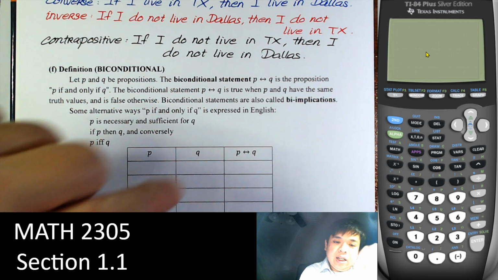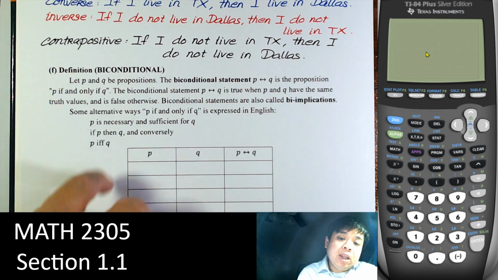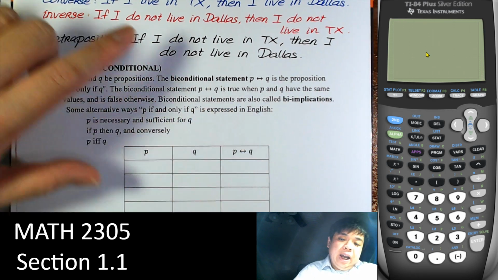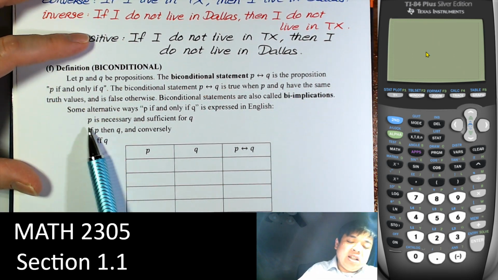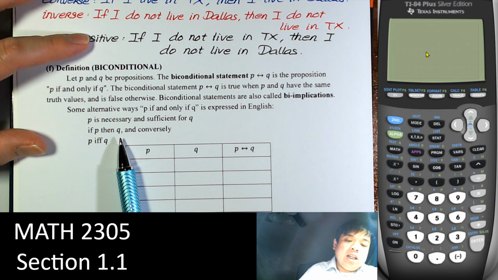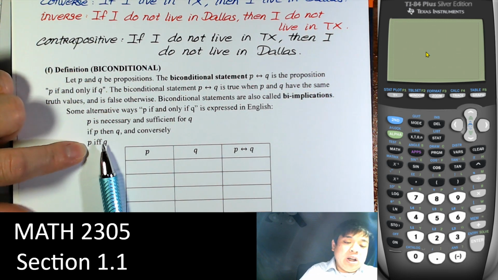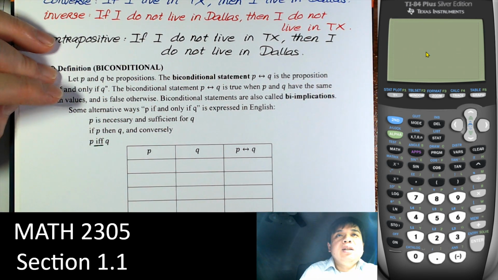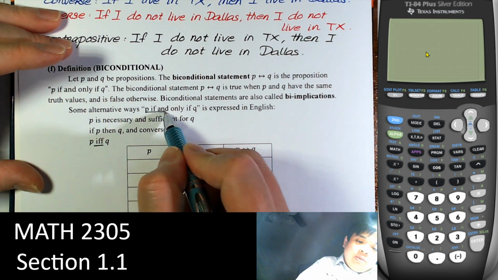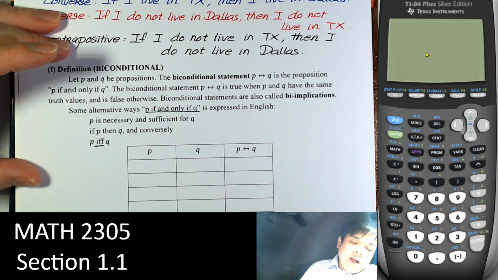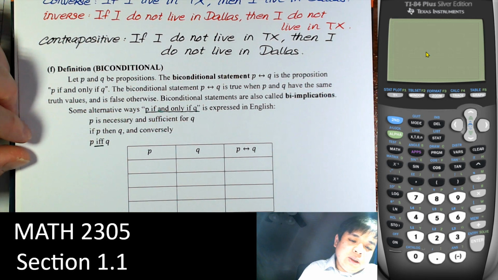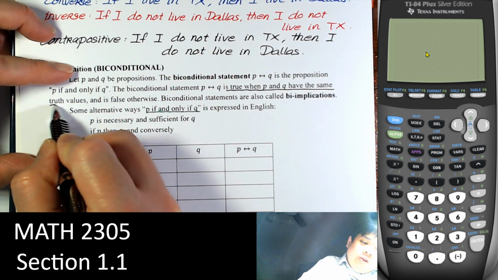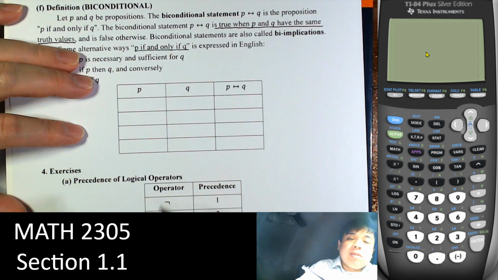The biconditional statement, we denote by the arrow going both ways. It is the proposition P if and only if Q. The way we write that, we say P is necessary and sufficient, or if P then Q, and conversely, or P if and only if Q. So we denote if and only if by I, F, F. Right. True when they have the same truth values. So this is why I said equivalent.